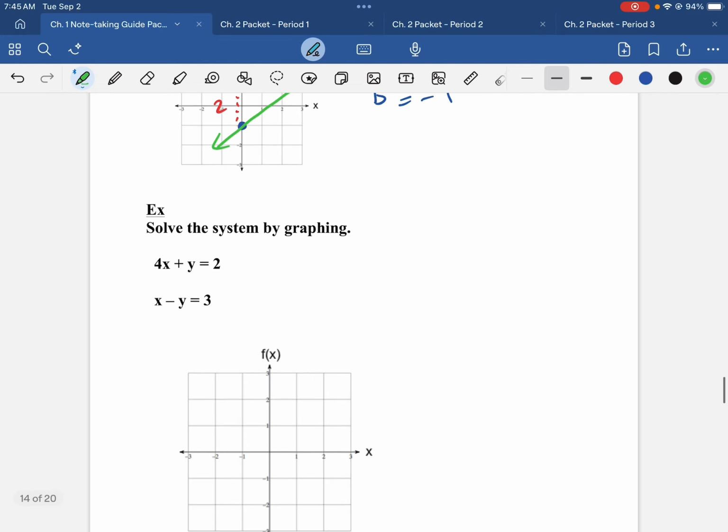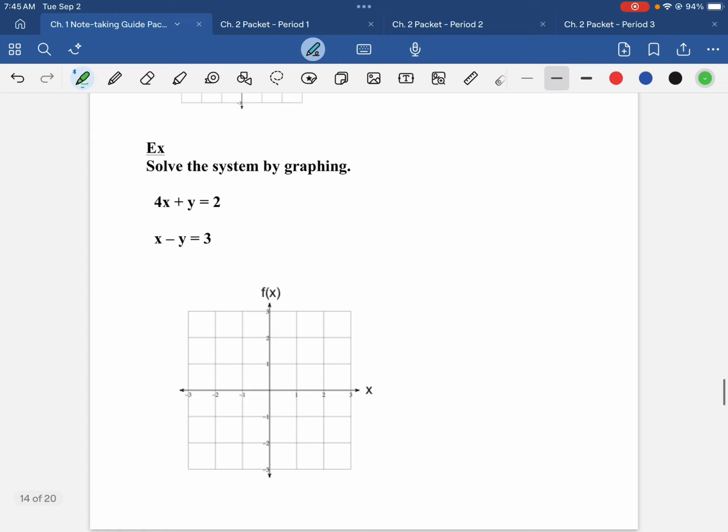So a system just means we have more than one equation. So here we have 2 equations. So these ones are not in y equals mx plus b form. You could graph them using the x and y intercepts by plugging in zeros for x and y. That would work fine. I'm going to just rewrite these in y equals mx plus b form. So for this first equation, I'd want to move the 4x to the other side of the equation. Okay, so that I only have y on the left.